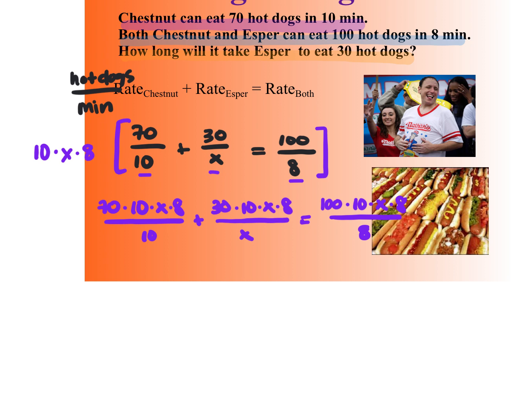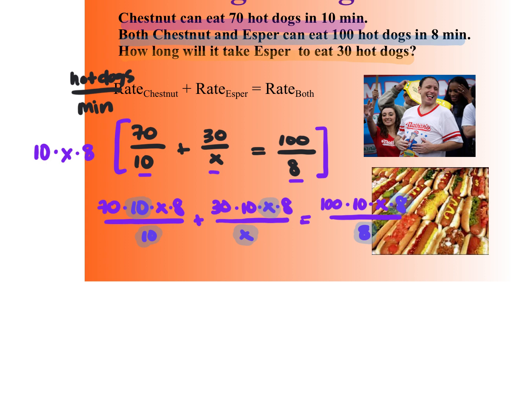And you'll notice that these expressions all are going to have a common factor that we can simplify out. In that first term, our 10s are going to simplify out. 10 divided by 10 is 1. In the second term, the x's are going to simplify out. And in the last term, the 8s are going to simplify out. So I'm going to be left with something that doesn't have any denominators. They've all been cleared out.